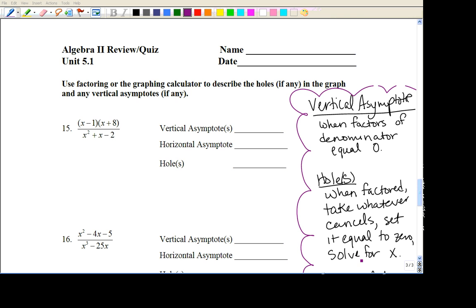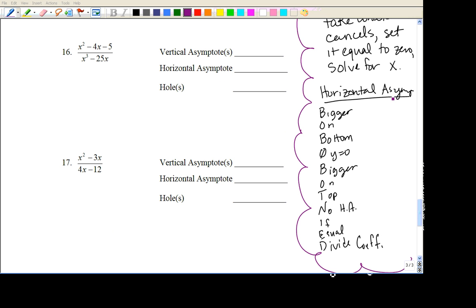And let me scroll down a little bit here. For the horizontal asymptotes, we have BOBO BOTN. Depending on who your teacher is, they may say it differently, but in our class, Mrs. Suderman's class, we said BOBO BOTN, which would be if it's bigger on bottom, then it's y equals 0. And by the way, these are again talking about the exponents. So if the exponents are bigger on bottom, then it's y equals 0. Bigger on top, there's no horizontal asymptote. And if equal, divide the leading coefficients. So let's use this information to do these three problems.